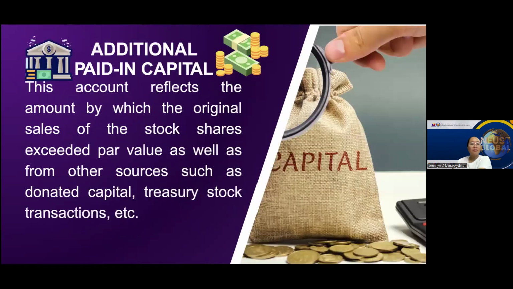So we have the additional paid-in capital, which represents the amount received from the sale of stock above its par value. It also includes other contributions such as donated capital or gains from treasury stock transactions. Example, a company issues 1,000 shares of stock with a par value of $1 per share but sells them for $5 each. Additional paid-in capital is 1,000 shares times $5 minus 1,000 shares times $1, which is equal to $4,000, which reflects the amount received above the par value of the shares.